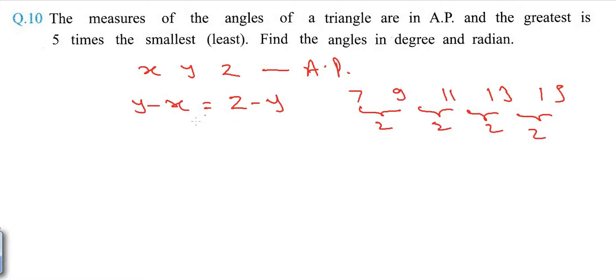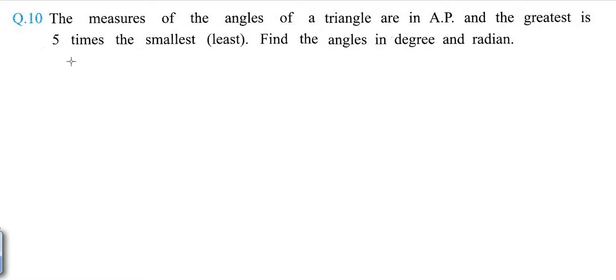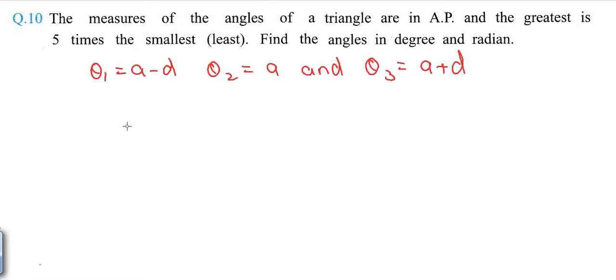Now, if we have to consider 3 numbers in arithmetic progression, then we consider the 3 numbers to be a minus d, a and a plus d. So now, let the 3 angles in arithmetic progression be theta 1 equal to a minus d, theta 2 equal to a, and theta 3 equal to a plus d. Now take a difference between any two. Theta 2 minus theta 1 is d, and theta 3 minus theta 2 is also d. So yes, they are in arithmetic progression.